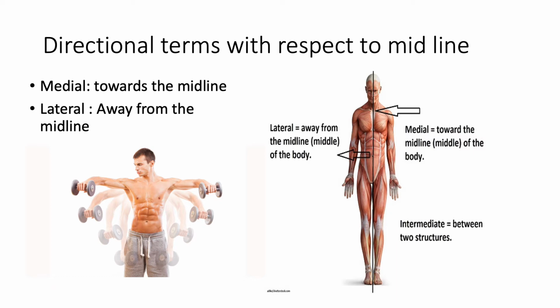Now this is the shoulder lateral workout. In this, what are you doing? You are taking the dumbbells away from the midline. So this movement is known as lateral movement. You are taking the dumbbell or this body part away from the midline. So this is the way. These are the two additional terms which are with respect to midline. I think it is very clear now. Moving to the next slide.